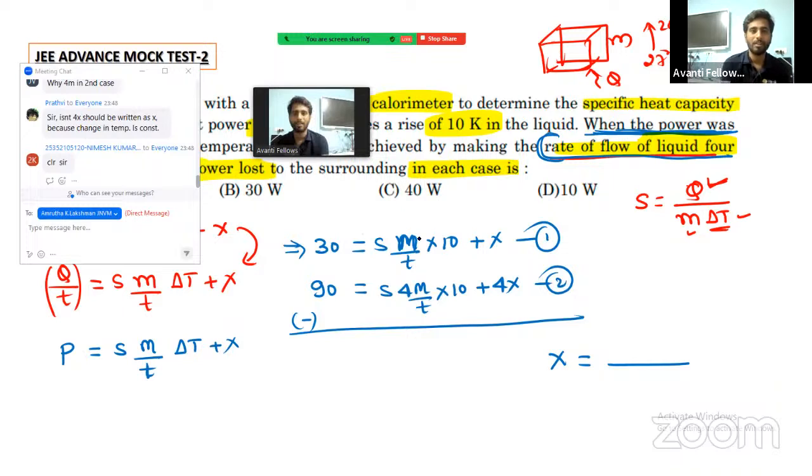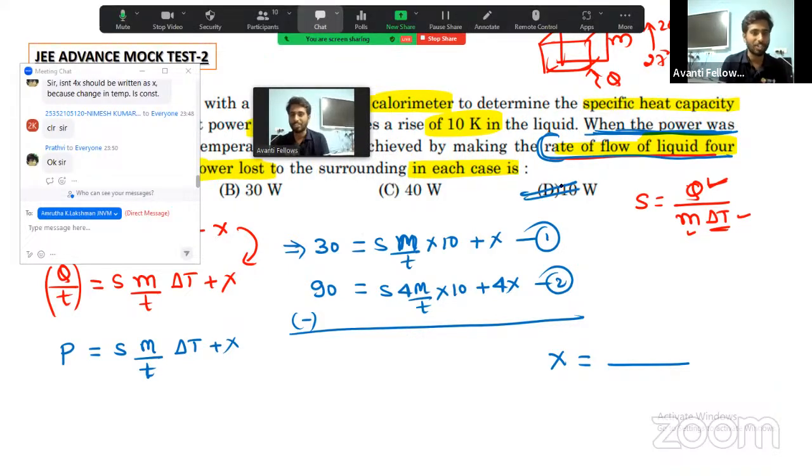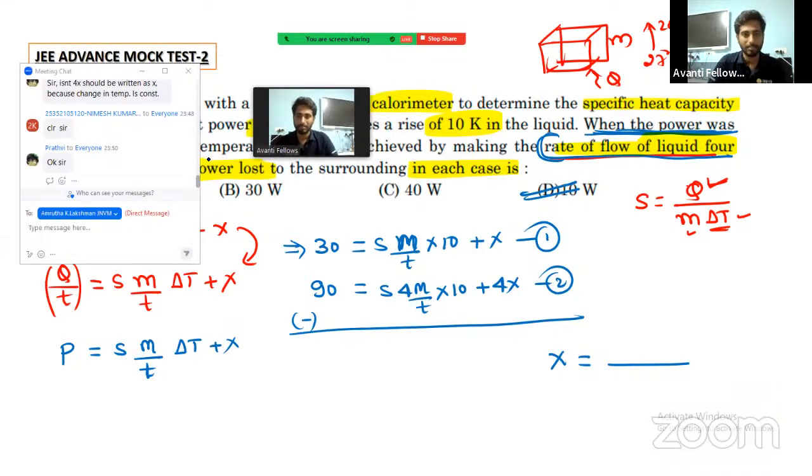Once you go through here, you should get the answer 10 watt. Do you get 10 watt? Check once. Subtract and you get the answer 10. Shall we move to the next question?